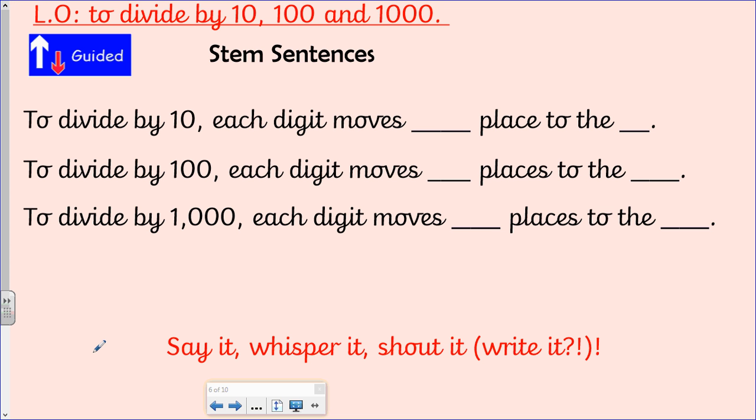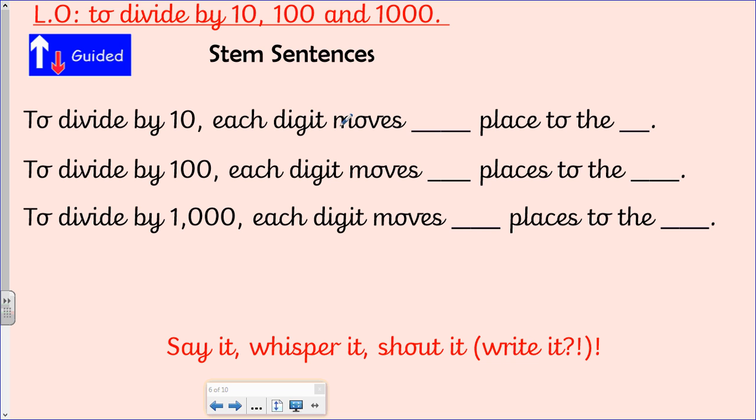Okay, on to the STEM sentences then. So if we were in school, we would be saying them, we'd be whispering, we'd be shouting them. And then we might be writing them down as well. It'd certainly be on your working wall in your classroom to have a look at. So if you want to write them down somewhere, you absolutely can.